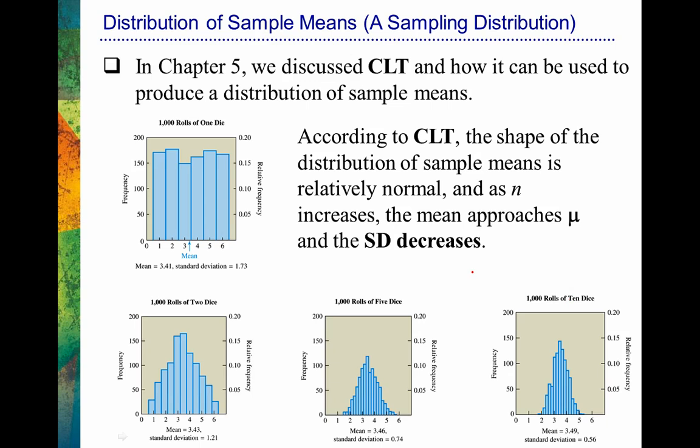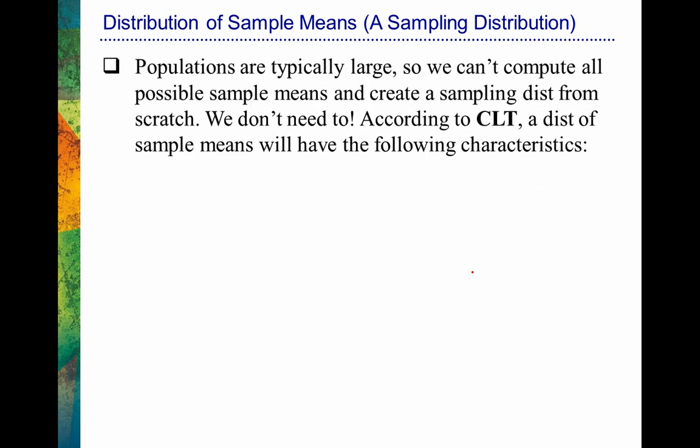All right, well, that was just kind of a basic point that we learned about central limit theorem and how it related to sampling distributions. So this kind of sums up the important points about a distribution of sample means. Populations we know are typically large, so we can't usually compute all those sample means from scratch by ourselves to create a sampling distribution.